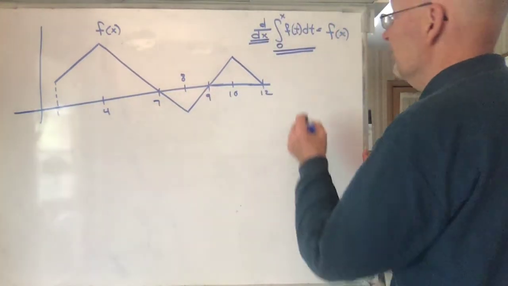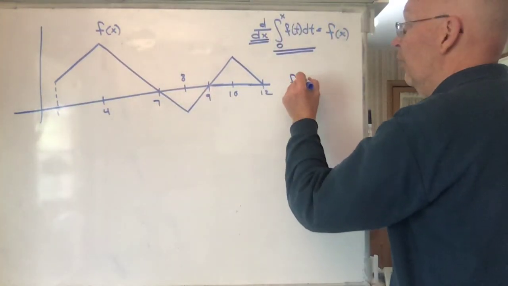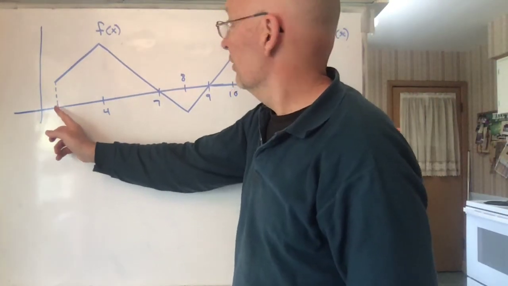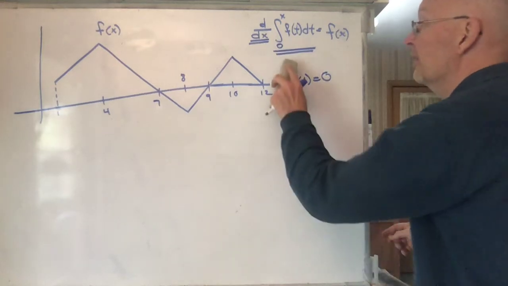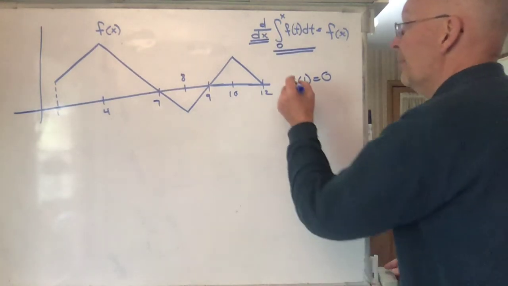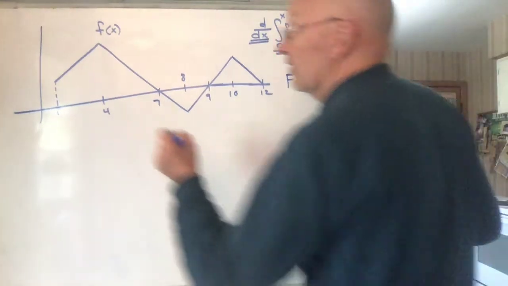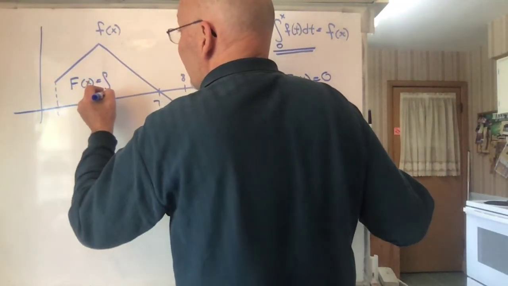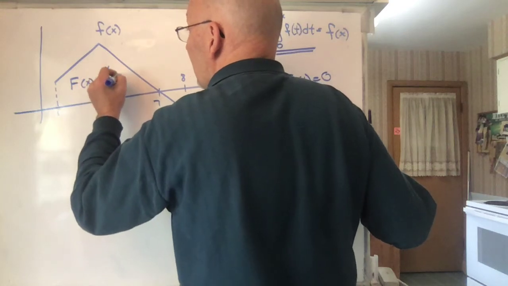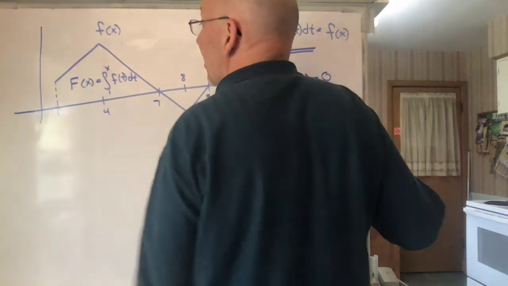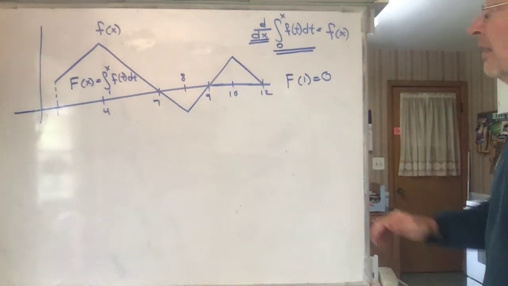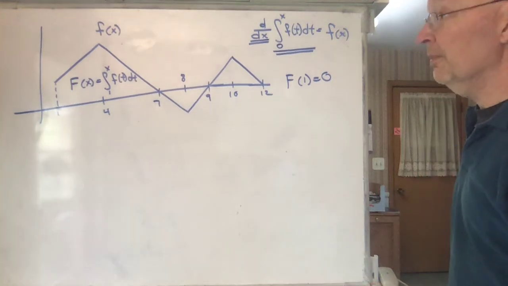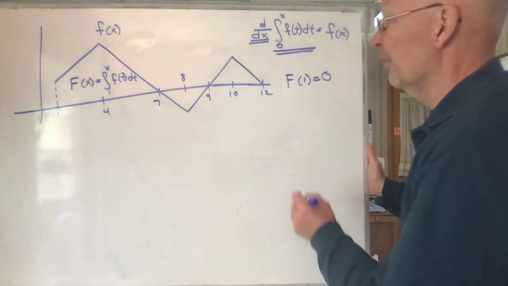Okay, first thing to notice is that capital F of 1 is going to be 0 again, right? Not small f of 1, capital F of 1. Capital F of 1 is going to be 0 because capital F is the value of the integral from 1 to x of small f. And where do we go from there?